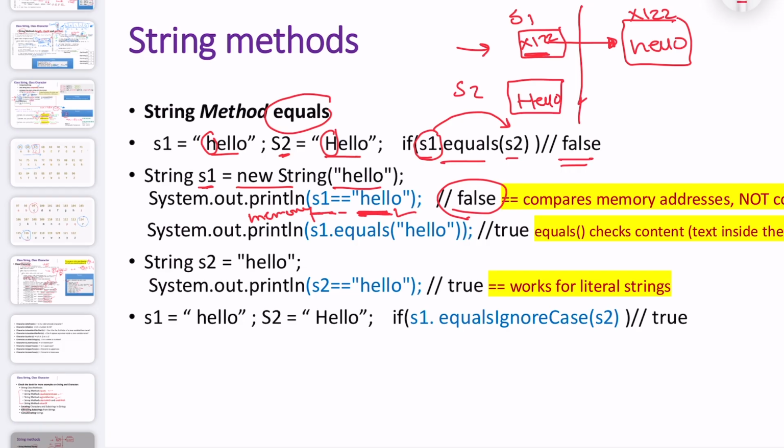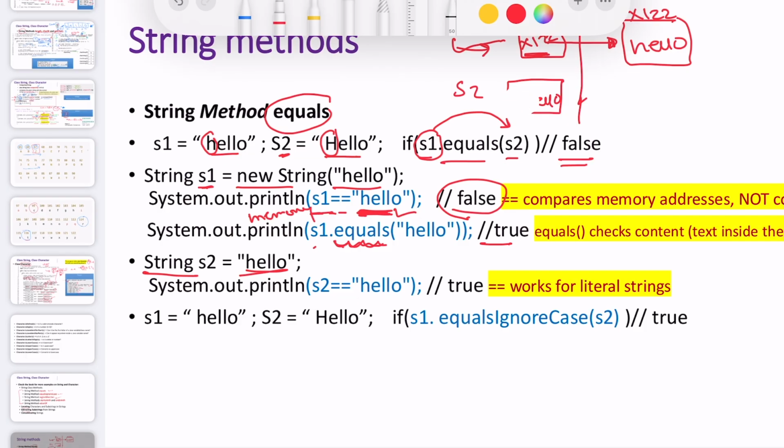If you want to compare the content, you should use equals, because one of them is an object and the other is just a string. To fix this, you just need to use the method equals: s1.equals("hello"). Yes, true. You are comparing the content of what S1 is pointing to with the string hello. But string 2 is now changed, and instead of a capital H, it's now a small h. So let's change it.